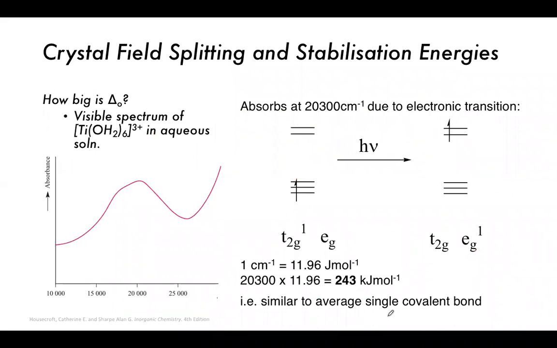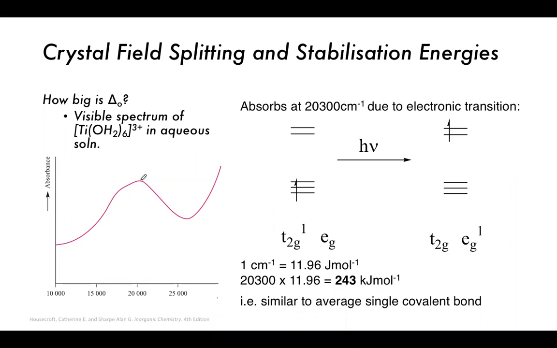So how big is delta O? The visible spectrum of hexa aqua titanium 3 in aqueous solution is shown here, where we have different peaks. We've got probably a shoulder here, a peak here. This is caused by the absorption of UV light by the electron in the T2G set. And then this absorption causes an excitation from this T2G set into the EG set. And then obviously we know what wavelength that happened at.